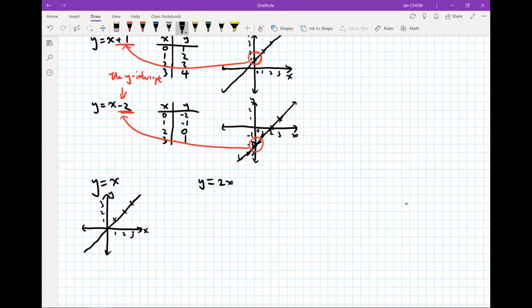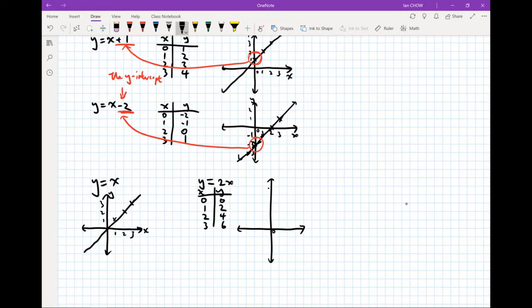And so what does this actually look like? So if I have my x and y table over here, when x is equal to 0, y is also equal to 0. When x is equal to 1, y is 2 times 1, which will be 2. When x is equal to 2, y will be 2 times 2, which is 4. When x is equal to 3, y will be 2 times 3, which is 6. And so let's quickly draw what this would look like in a graph.